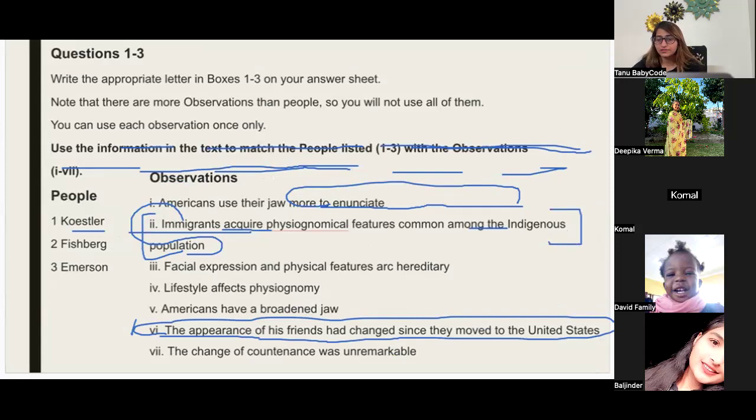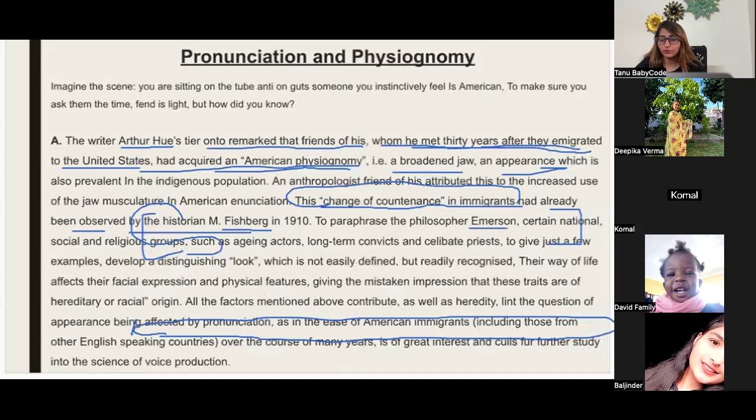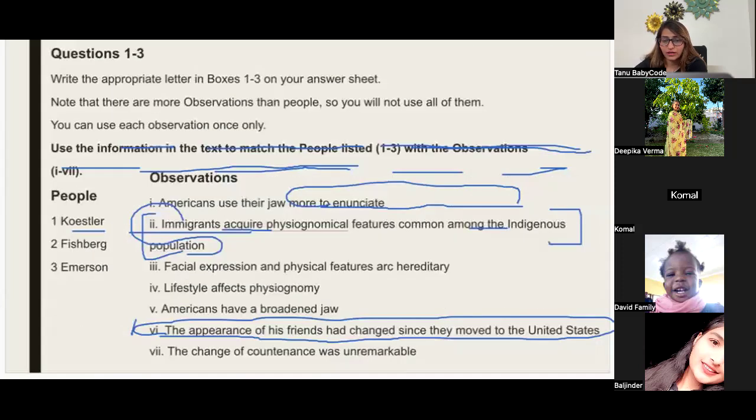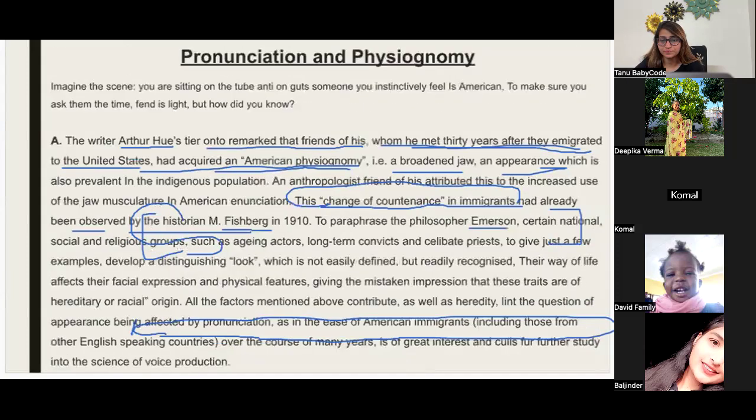Now let's look at the fourth one. What does Emerson talk about? Let's see the options also. Read it one more time. So the second one is done. Sixth is done. You cannot use it again. It will be used only once. So we will look at the other options and then we will read. Now, Fischerberg and Emerson. So let's see what Emerson said. Act long-term convicts.